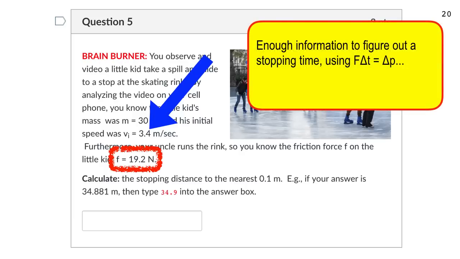So you've got enough information to figure out stopping time using the impulse formula. You could do it. We've done it about 7 million times already. But now what if I ask you what the stopping distance is? And that's what this problem is about. It's kind of small lettering, but right down here it says calculate the stopping distance to the nearest 0.1 meters. All right, let's take a sneak preview of that. All right? Because, and here's the secret weapon.